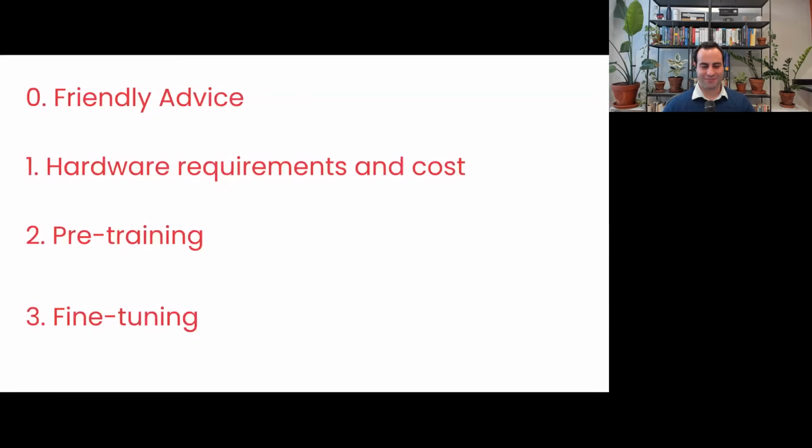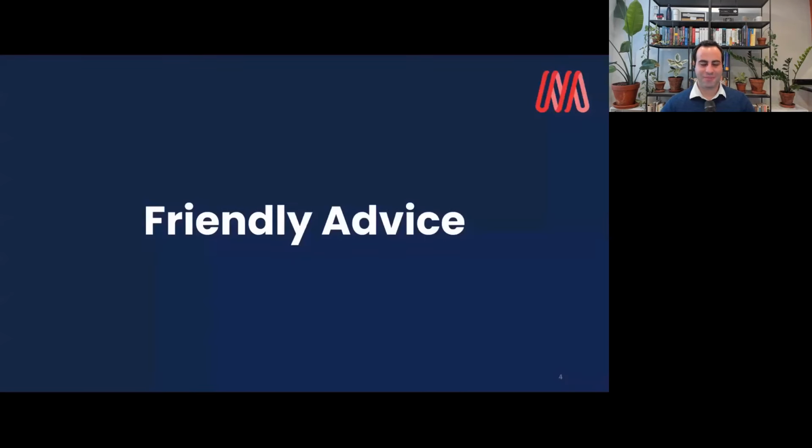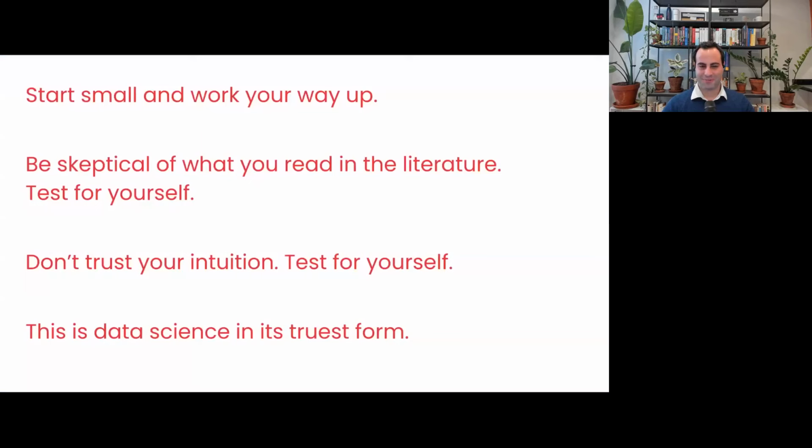So moving along, again, my friendly advice. Number one, always start small and work your way up. I've gone over this in depth already, so I'll just go through it very quickly. Number two, always be skeptical of what you read in the literature and test things for yourself. Number three, don't trust your intuition. Again, test things for yourself. And I just want to emphasize, this is science. You have to run experiments and find out what's going to happen.